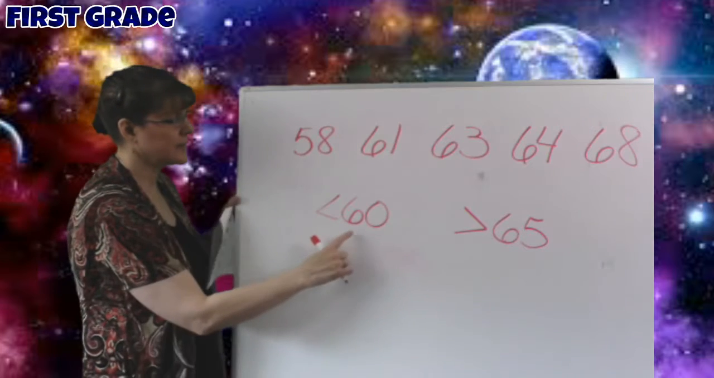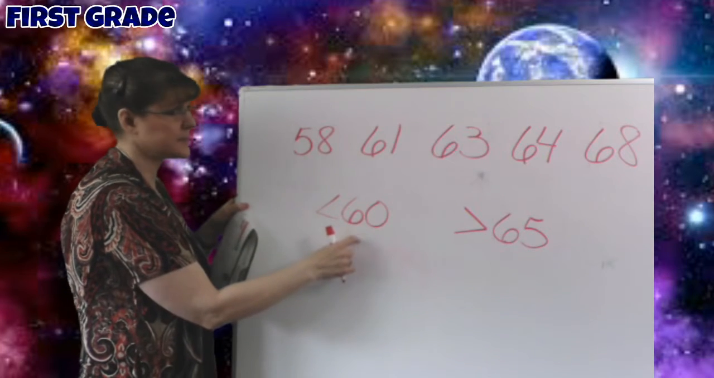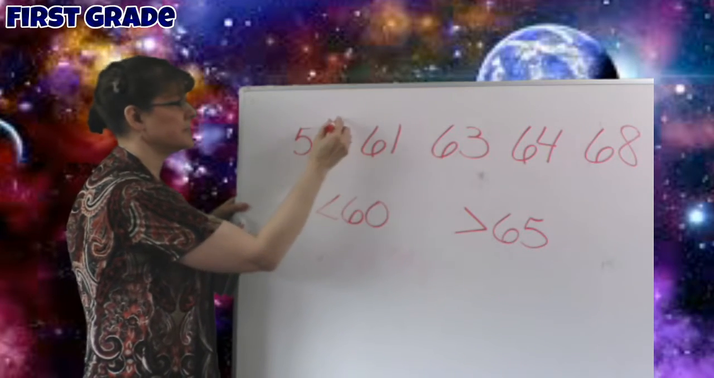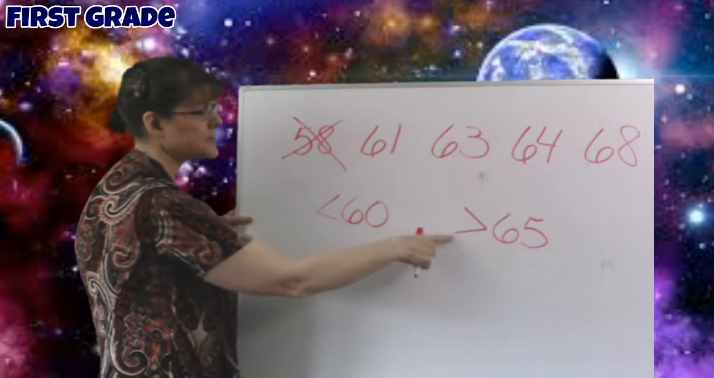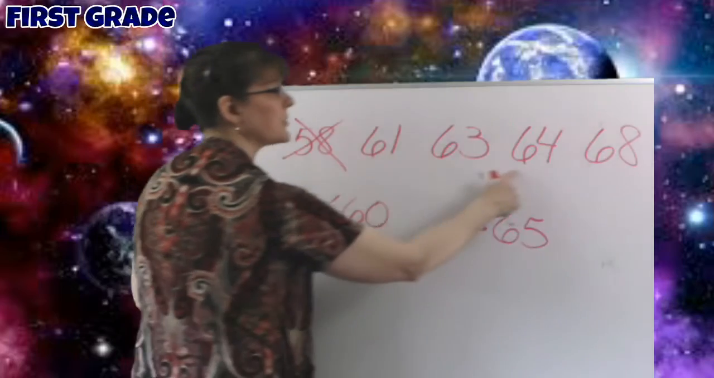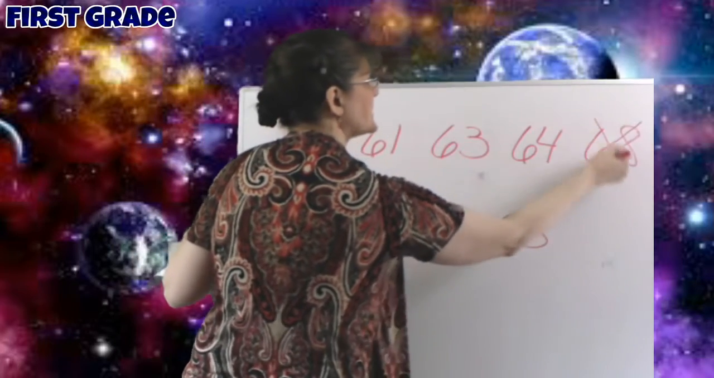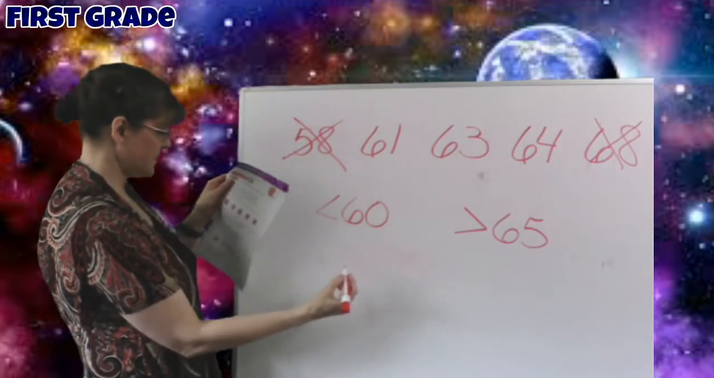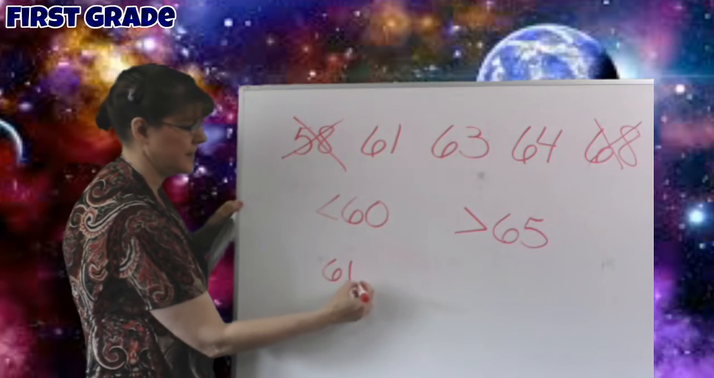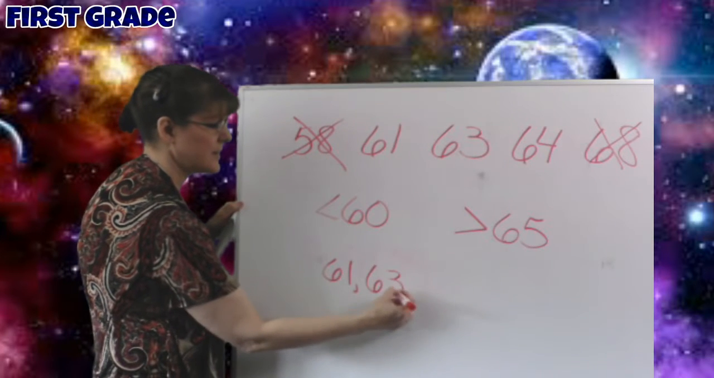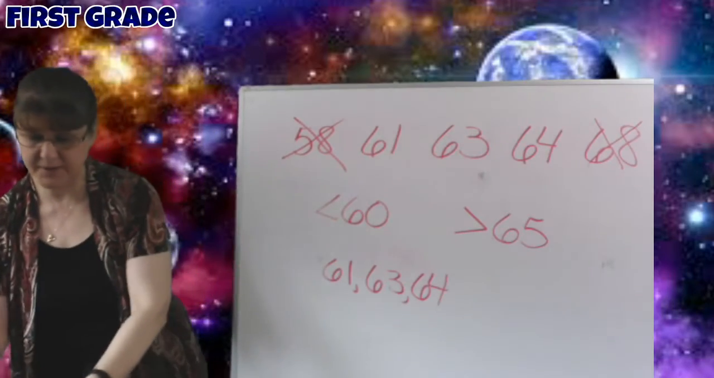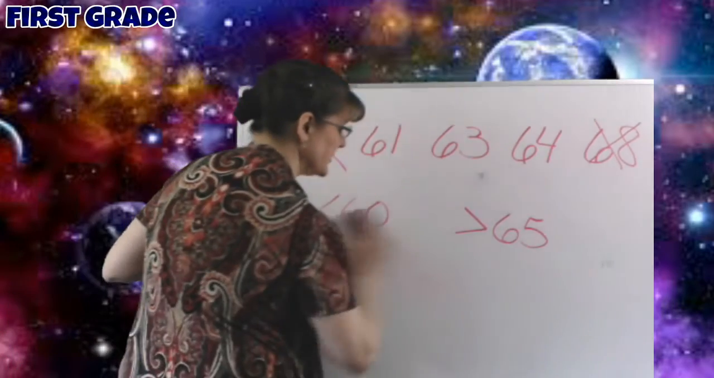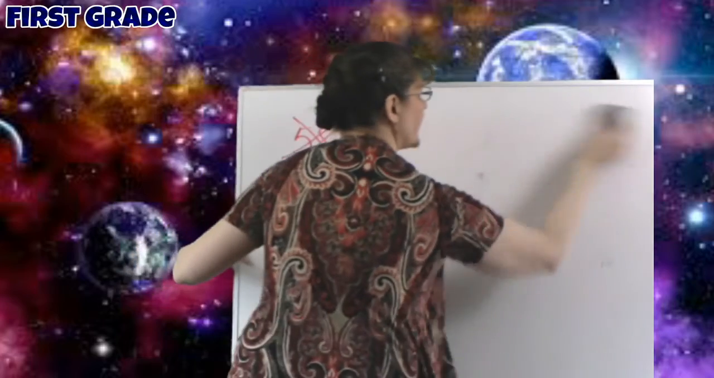So he's going to give away anything less than 60. The only thing less than 60 here is 58. So we cross out 58. He's going to give away cards that are greater than 65. The only thing greater than 65 is 68. So he's going to keep cards 61, 63, and 64. Let's go to the next question on that page. Let me clear our board again.